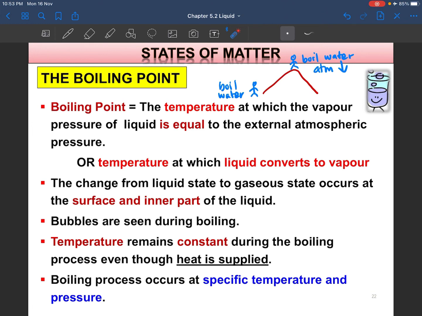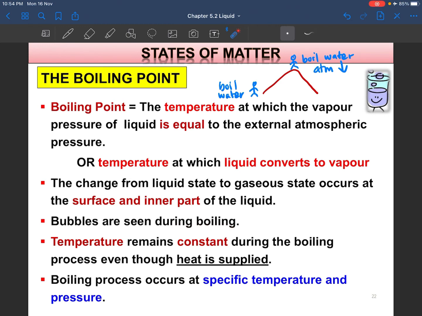Okay, so back to this one. The change from liquid state to gaseous state occur at the surface and inner part of the liquid. So ini beza boiling dengan evaporation tadilah. Kalau evaporation tadi hanya berlaku dekat surface sahaja, tapi kalau untuk boiling, liquid to gaseous state tu berlaku dekat surface dan inner part of the liquid. Kira kawasan dalam-dalam liquid pun, molekul yang dekat dalam tu pun boleh tukar jadi gas. Okay, and then bubble are seen during boiling.